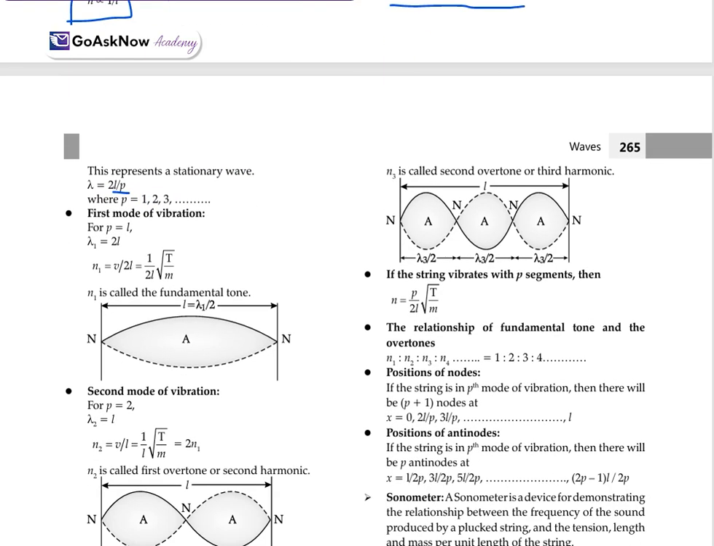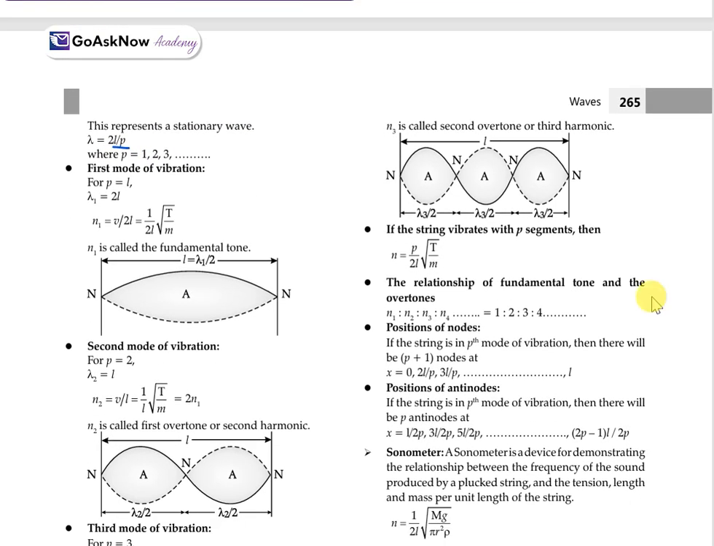Now, the first mode of vibration. We will study the modes of vibration for first, second, and third. Let's go ahead with the first mode of vibration, where p equals 1. So lambda 1 equals 2L, and n1 equals v upon 2L, that is 1 upon 2L square root of T upon m. n1 is called the fundamental tone, where you can see the two nodes, and an antinode in the middle. This is for the first mode of vibration.